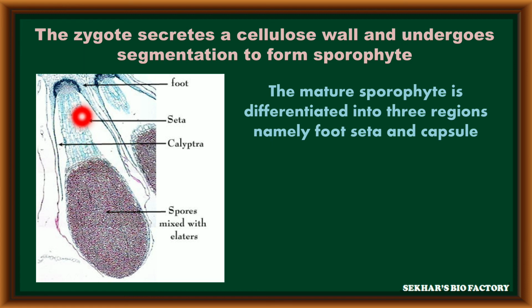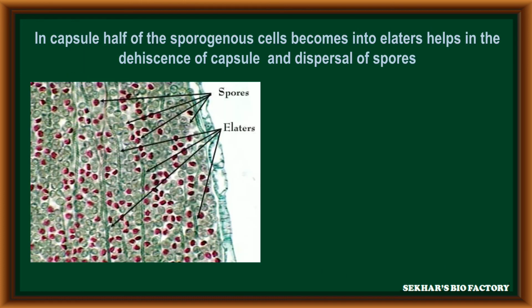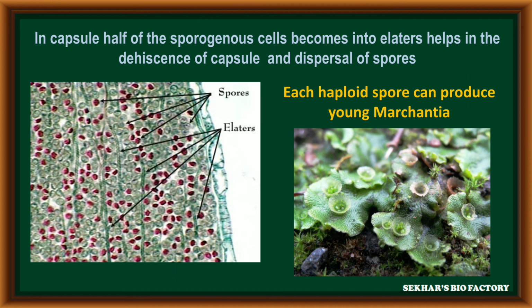In the structure of a matured diploid sporophyte, it is differentiated into three regions. The first, the basal part, is called the foot, the elongated stalk is called the seta, and the swollen part is called the capsule. In the capsule, diploid sporogenous cells are generally present. Of these diploid sporogenous cells, half become spore mother cells to form haploid spores by meiosis. The remaining half of the sporogenous cells become elaters. These cells help in the dehiscence of the capsule to release haploid spores. Each haploid spore can produce a young Marchantia in suitable conditions.